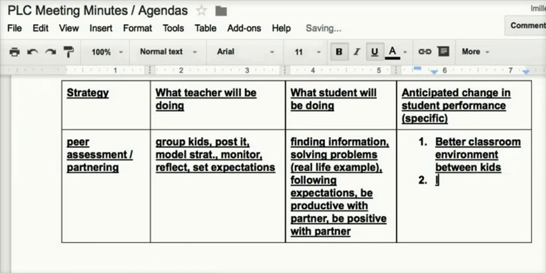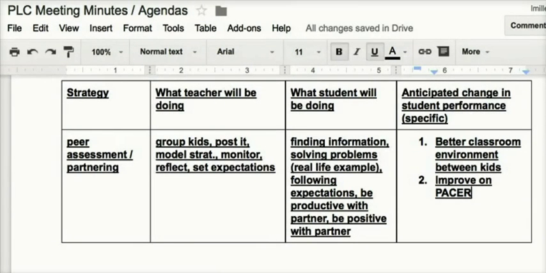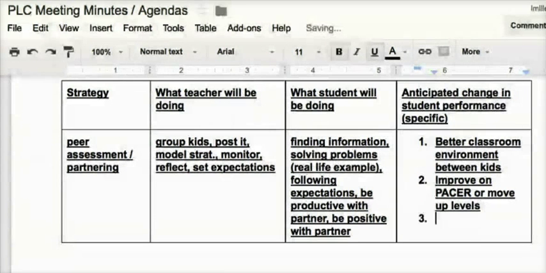I would say improve on the PACER. That's why we're doing this, to help those kids improve or move up levels. I would say cooperation, or better cooperation within the kids.